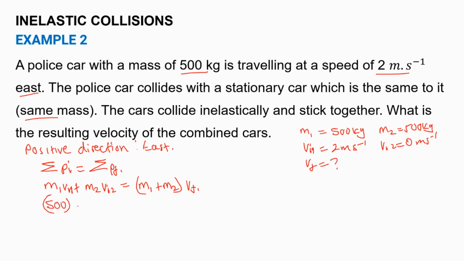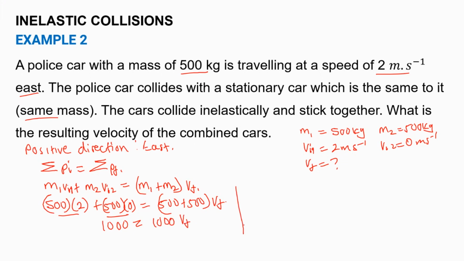So 500 times 2 to the east plus 500 times the initial velocity of car 2, which is 0 because it is stationary, is equal to 500 plus 500 times the final velocity of the combined cars, right? We have, this is 1000, this is 0, and this is 1000. So 1000 is equal to 1000 times final velocity. Therefore, the final velocity is equal to 1 meter per second east. That's the answer.